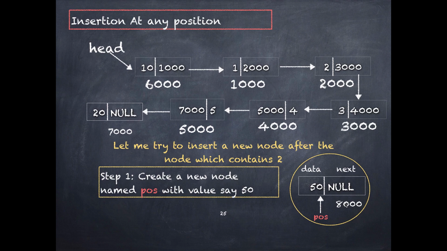Clear? And what do you have to do? This null, of the node which is going to be inserted after 2, has to point to the node containing 3. Yes, you understood this point, right? That is, between 2 and 3 I am inserting a new node with value 50. So the corresponding address change also has to be done. Clear? So we'll see that.